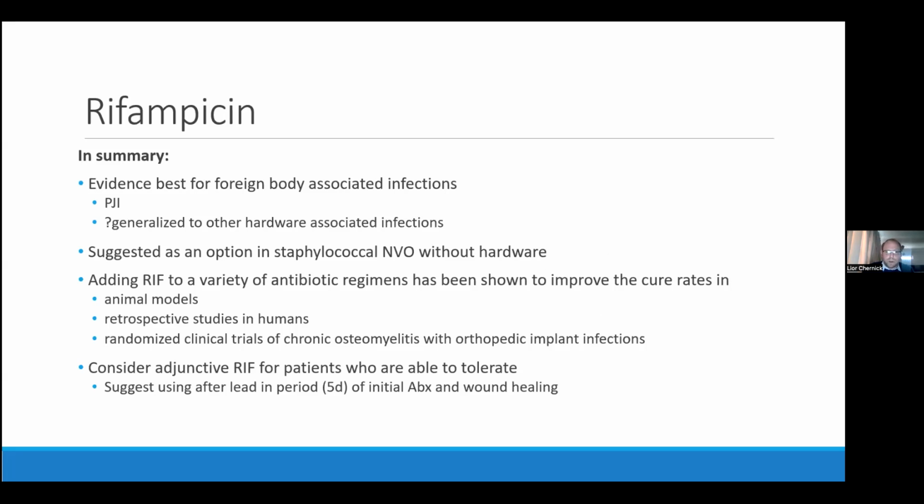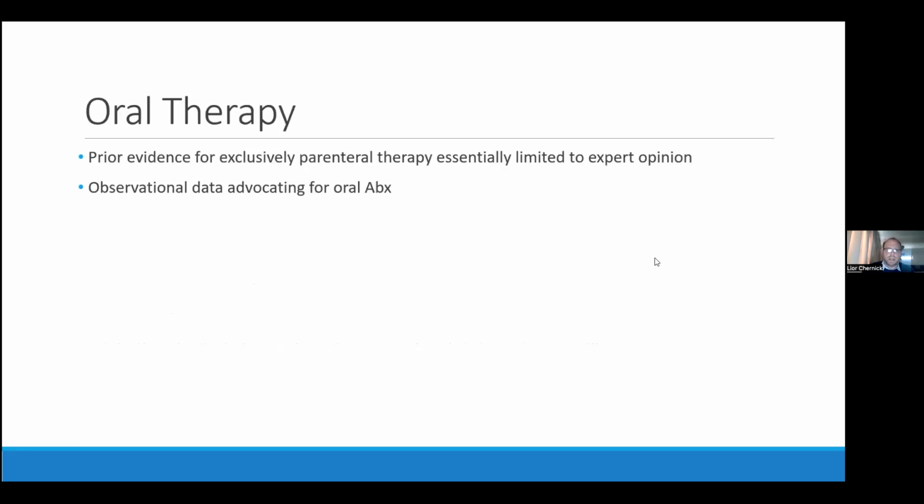So adding it to a variety of antibiotic regimens certainly has been shown to improve cure rates in animal models and in a lot of retrospective studies in humans. And again, the strongest evidence is for osteomyelitis associated with implant infections. So essentially, consider adjunctive RIF for anyone who's able to tolerate it, and if you are going to use it, use a lead-in period of 5 days, once the wound is already healing and the patient's somewhat settled.